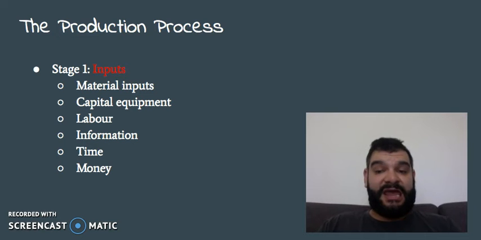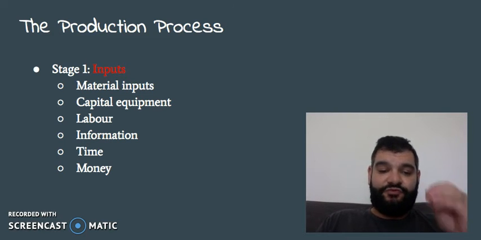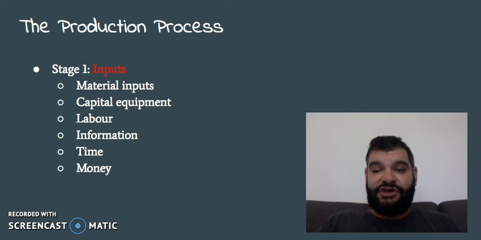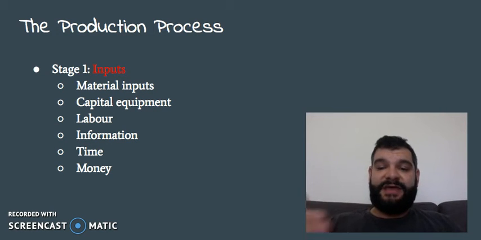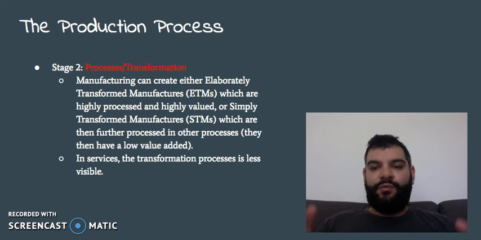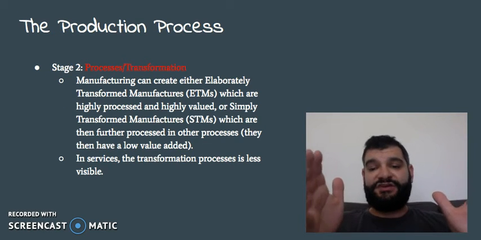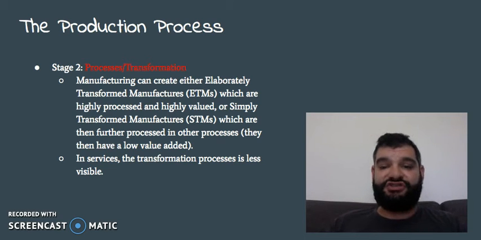Information, the actual skills and know-how on how to use that equipment and how to use that raw material. Time, obviously things take time, so you need to factor in the fact that producing something does take time, so it doesn't instantly happen. And money, okay, being able to purchase those materials, being able to purchase the equipment, being able to pay the employees as well.